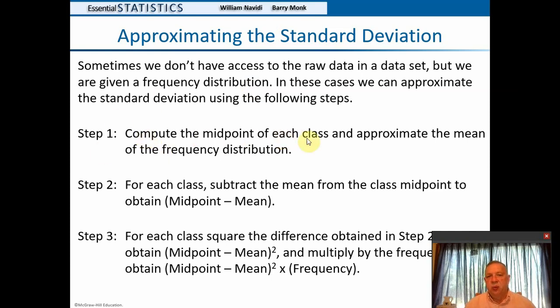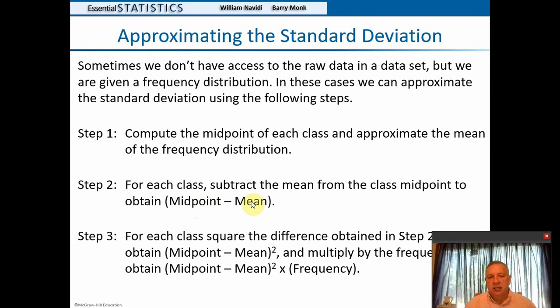I compute the midpoint of each class. How did I do that? I took the 2 lower limits of 2 consecutive classes, added them, divided by 2, that's the midpoint for each one of those, and then I'm going to multiply times the frequency, sum those up, divide by the sum of the frequencies, and that's going to give me the mean. So here, for each class, subtract the mean from the class midpoint. That's the deviations once I've got the mean from before.